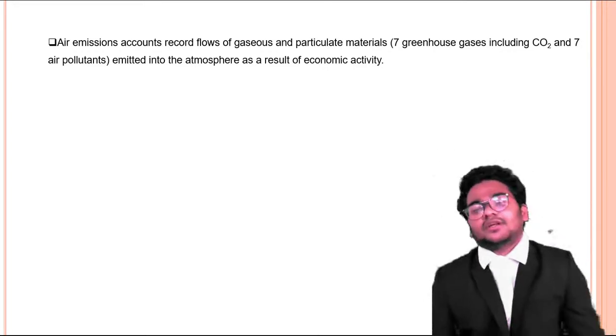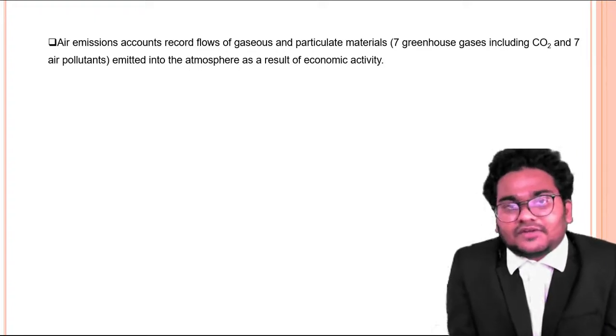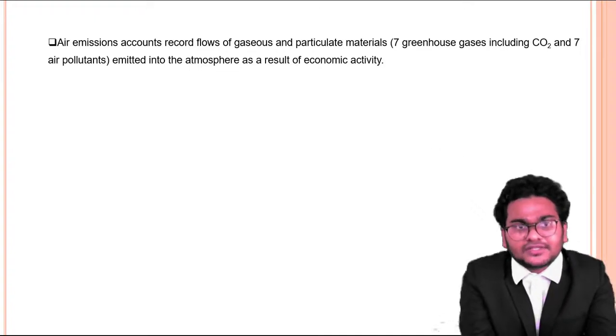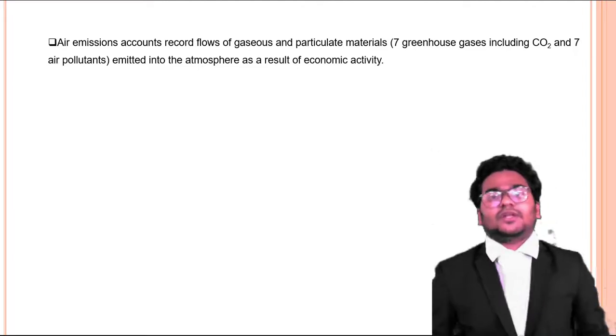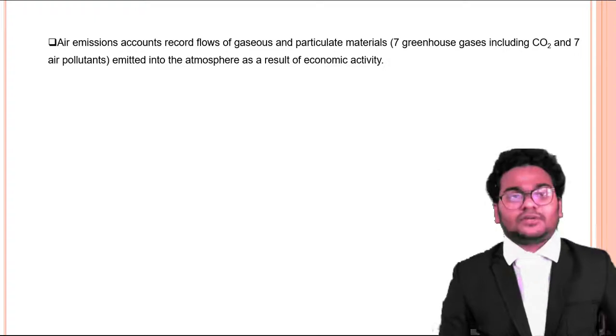So air emissions consist of different greenhouse gases. They consist of seven types of greenhouse gases, including CO2, and seven air pollutants. Mainly these are how much they are releasing into the atmosphere from an economic activity, so they will be considered as part of the accounts.